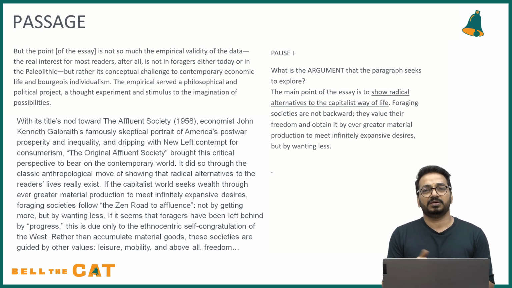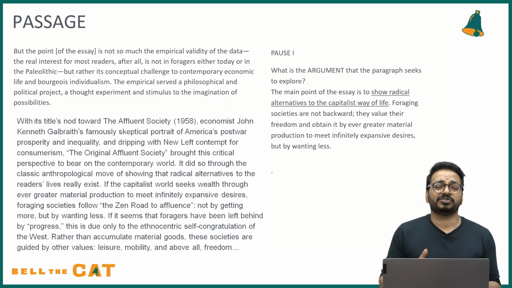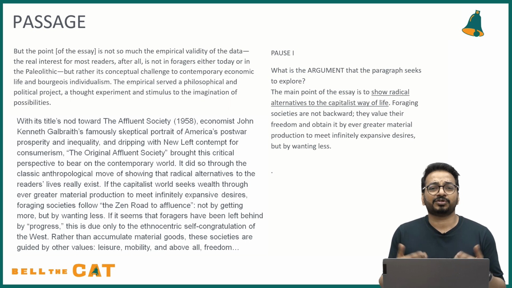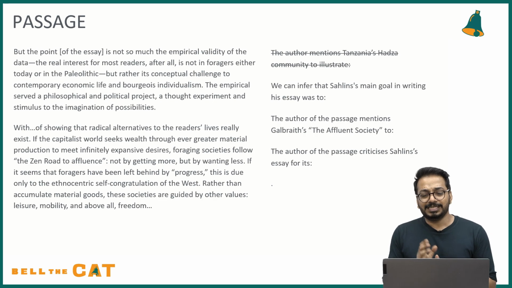What? One, the main point of the essay is to show an alternative way of life. And two, foragers and hunters are not backward. They consciously chose a different way of life. Instead of wanting more and more and more, they wanted less and chose freedom. Yeah. Now, is there a question? Now look at this. We can infer that Salins' main goal, the main point of the essay is clearly mentioned. So you can answer this question.